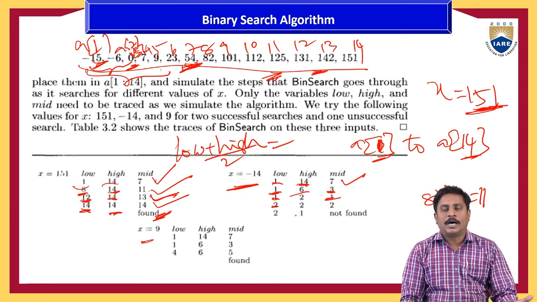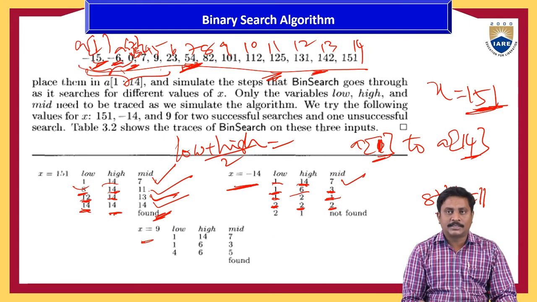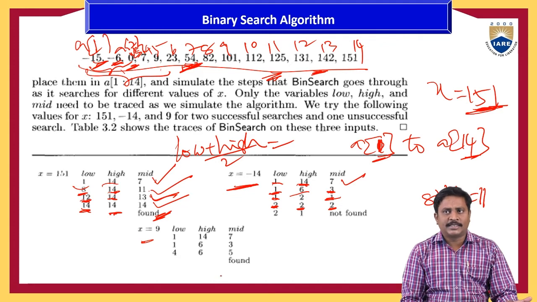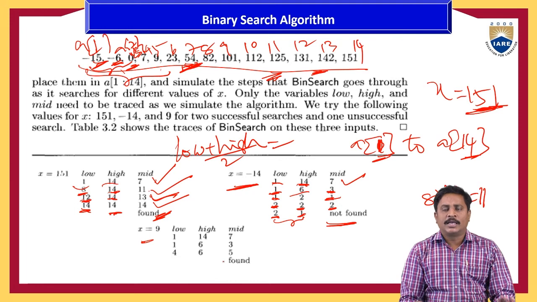That means we'll take mid plus 1 to high. Mid plus 1 means 1 plus 1 is 2, high value is also 2. 2 to 2: 2 plus 2 by 2, that value is 2. A of 2 value is minus 6. Is minus 14 equal to minus 6? No. Minus 14 is greater than minus 6. So that means high is mid minus 1, 2 minus 1 is 1. With low 2 and high 1 there is no possibility of finding the element, so the element is not found in that array.